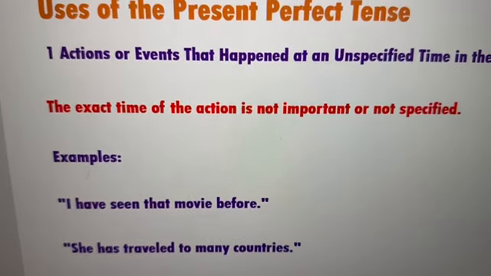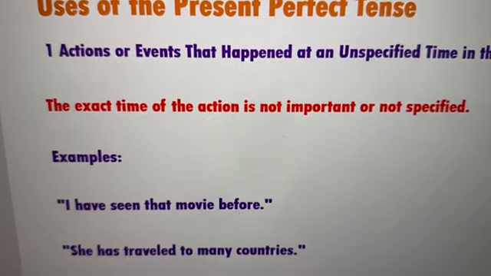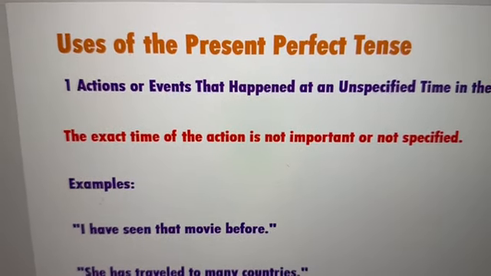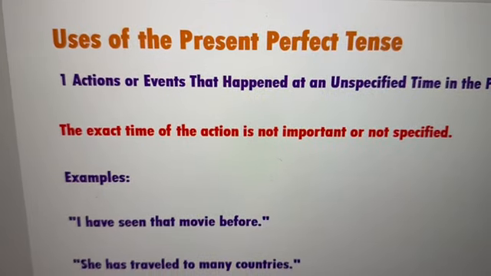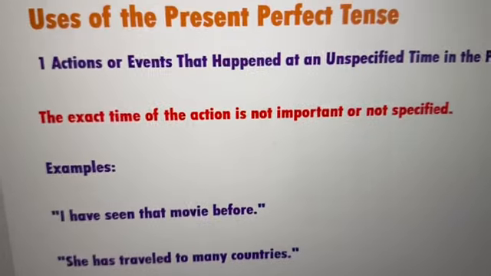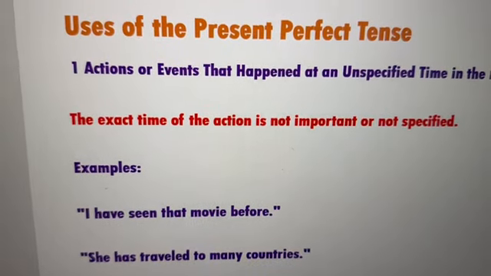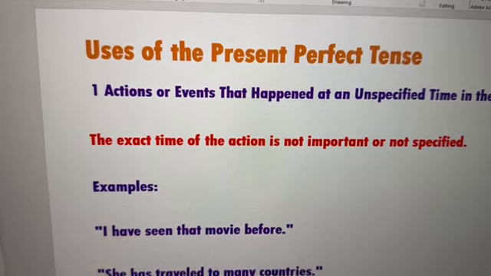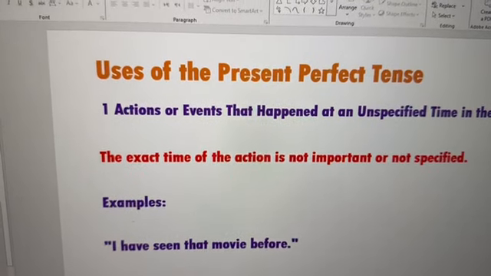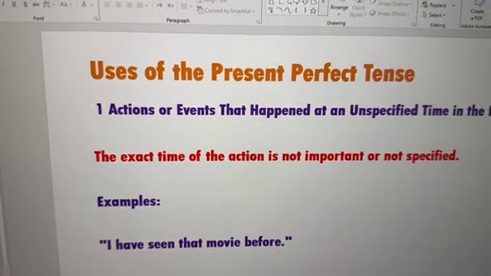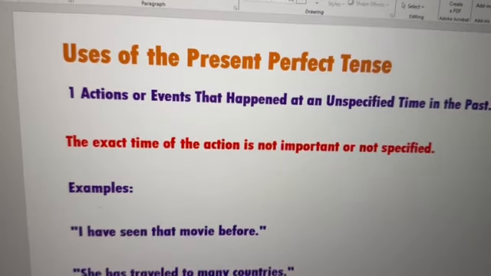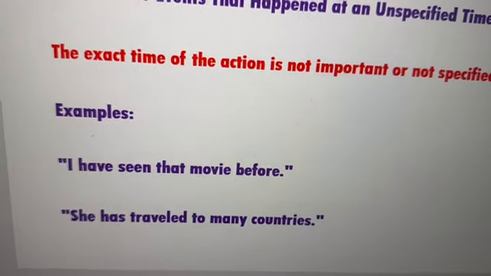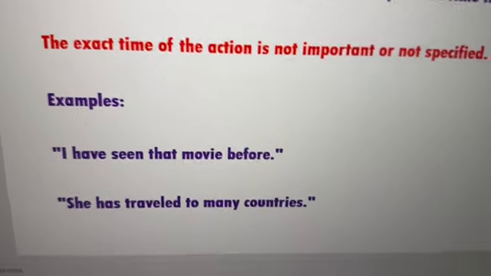Uses of the present perfect tense. Number 1. Actions or events that happened at any unspecified time in the past. As you notice here, any unspecified time in the past, because if the time is specified, the tense will not be present perfect. It will be simple past. So the exact time of the action is not important or not specified. For example, I've seen that movie before, and she's traveled to many countries.